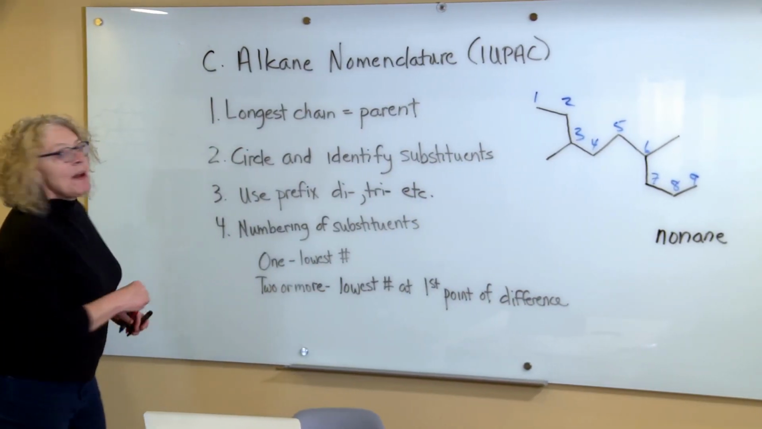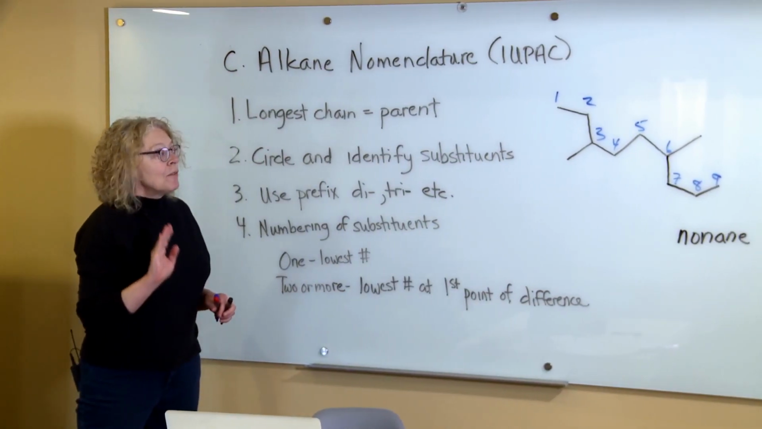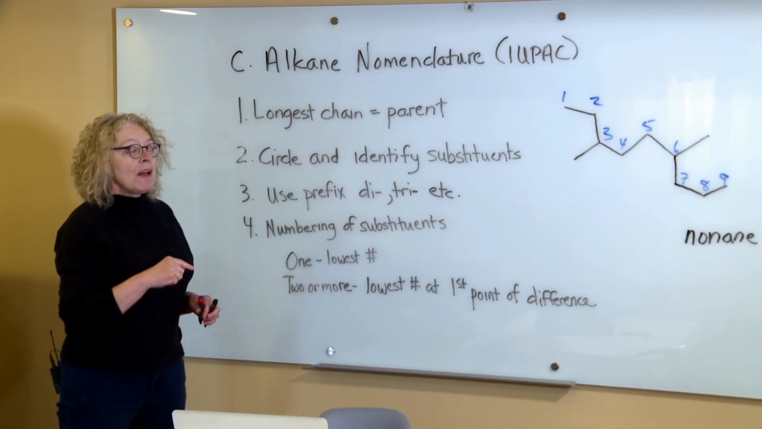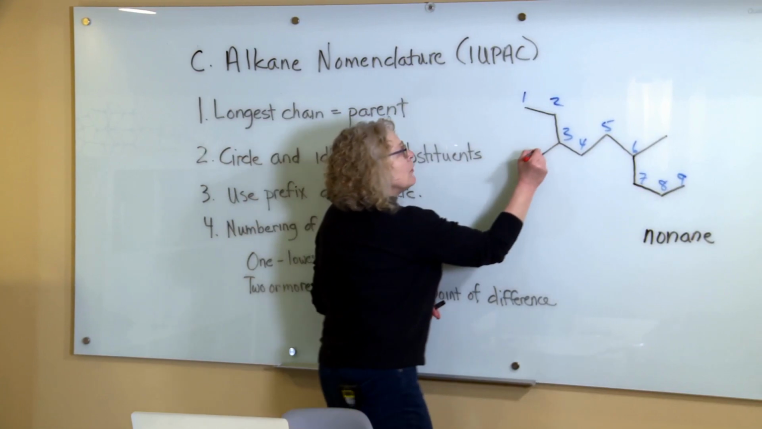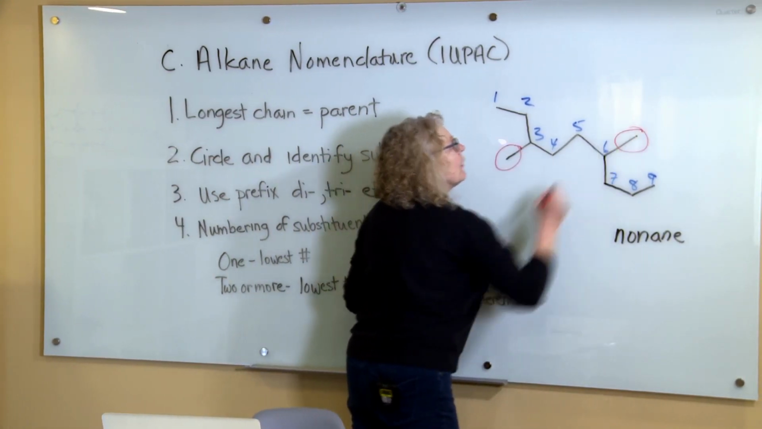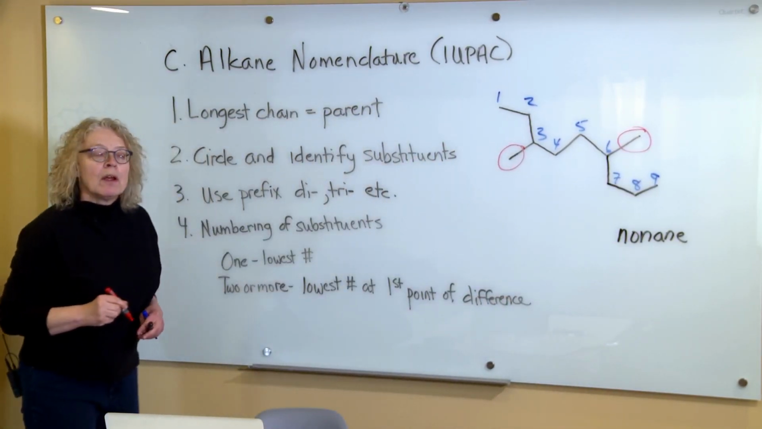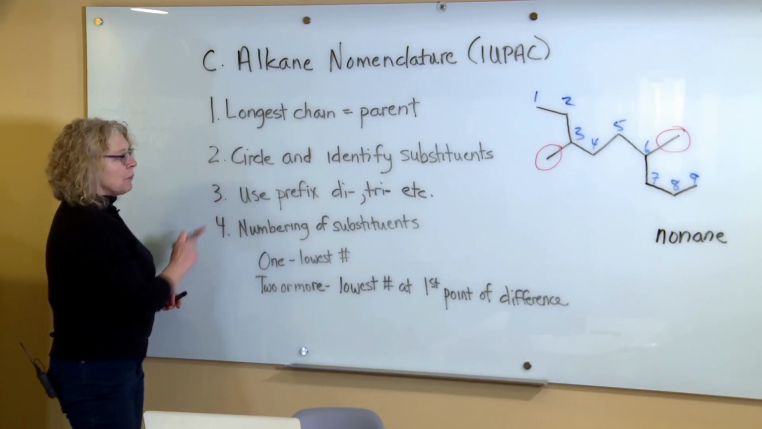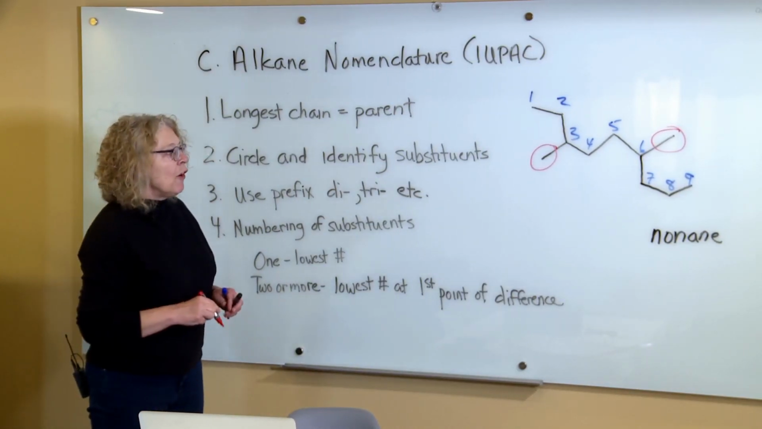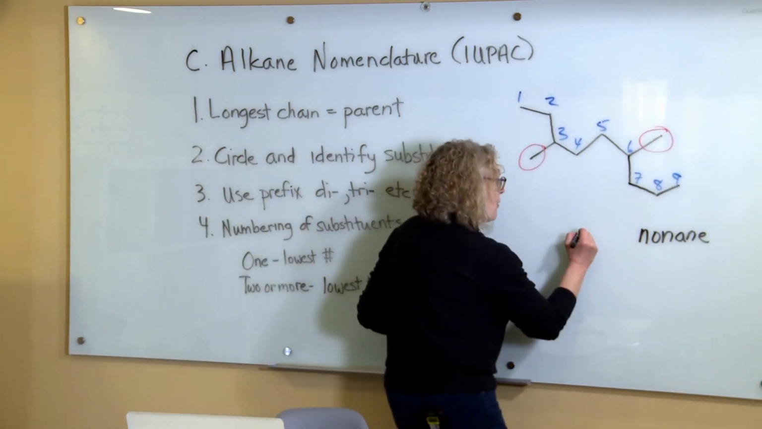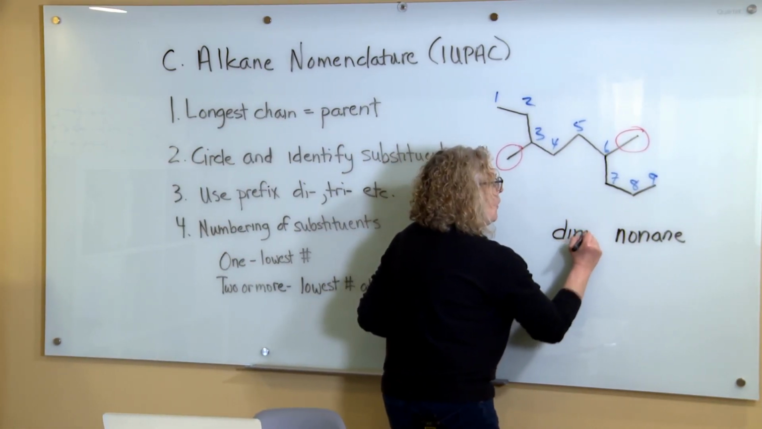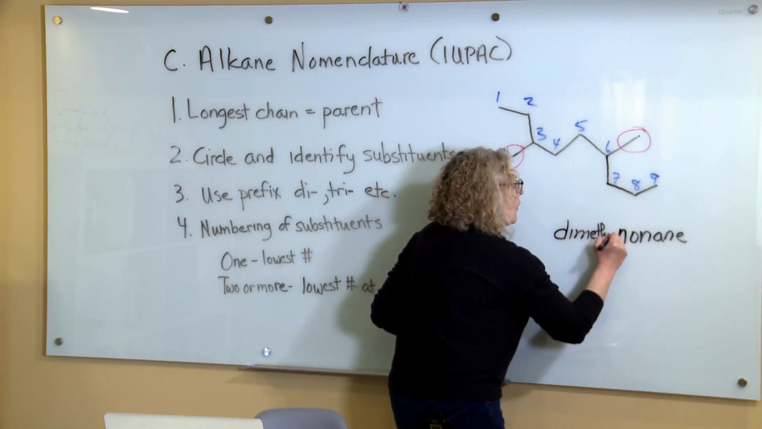Then the next thing you have to do is look and find the alkyl substituents that are connected or branched onto the parent chain. And what we'll do is we'll always circle them. So these are both methyl groups. And if necessary, we go to rule 3. If you have two methyls, you call that a dimethyl nonane. So let's go ahead and put this in, dimethyl nonane.